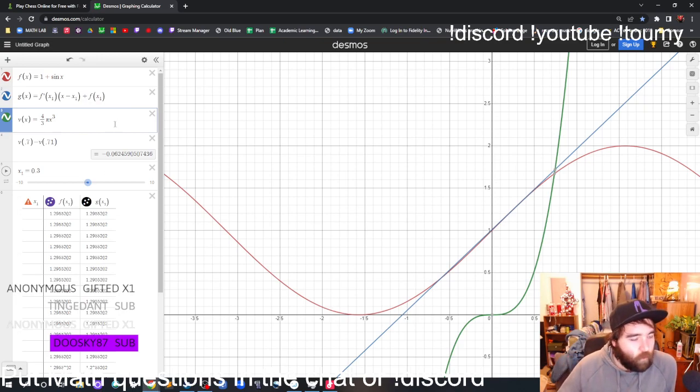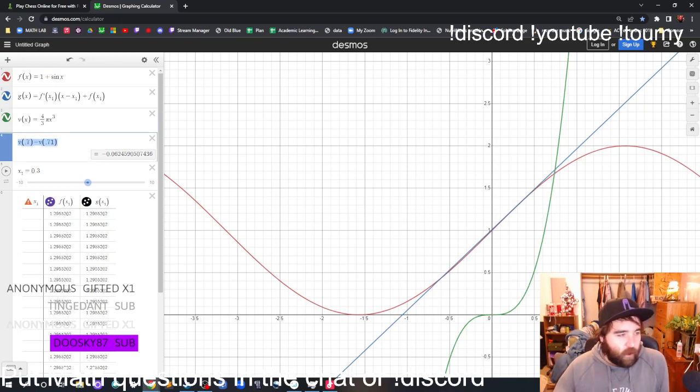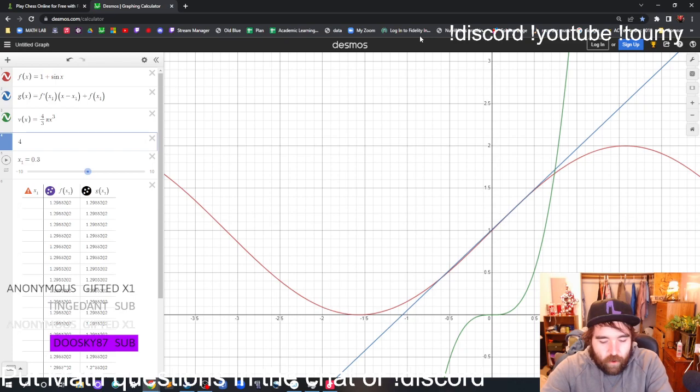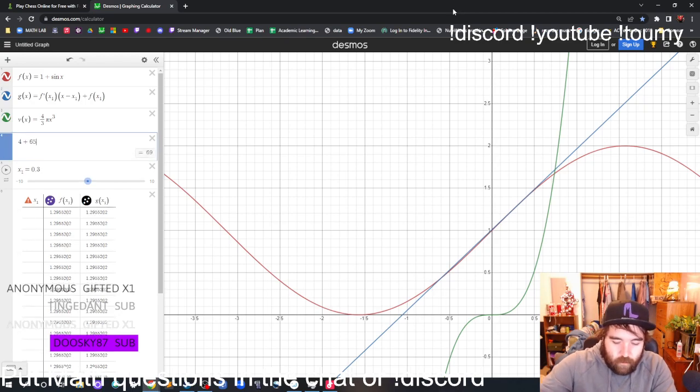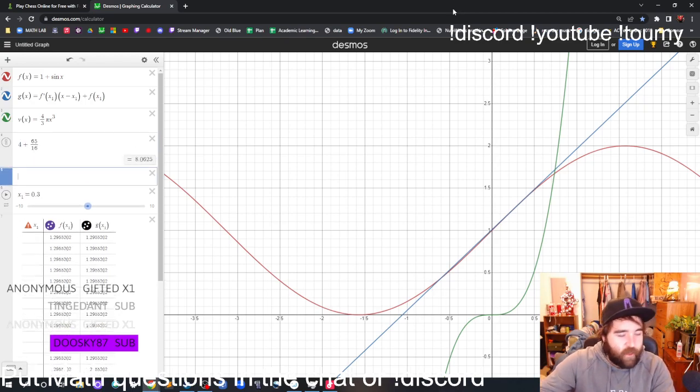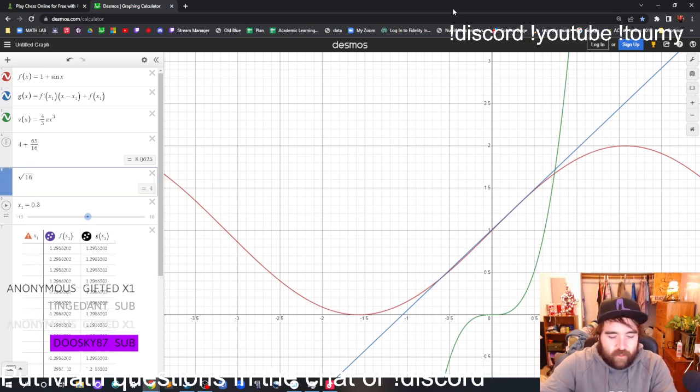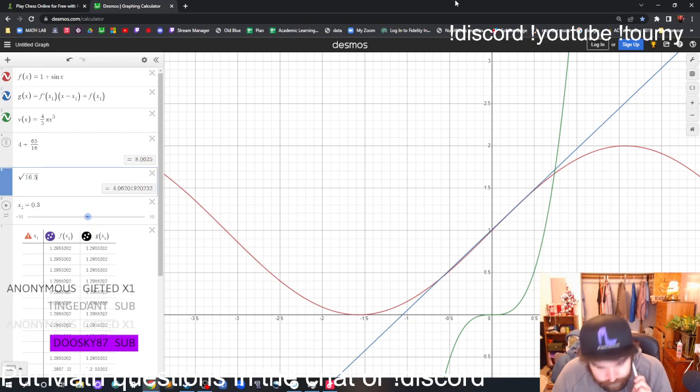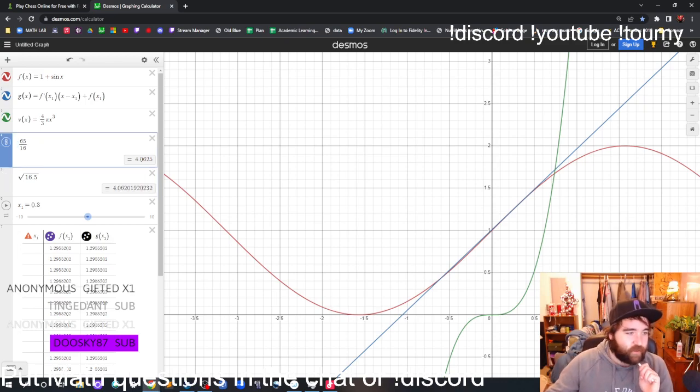So, what were we doing? Oh, right. We were just testing 4 plus 1/16 and comparing that to the square root of 16.5. Wow, that's wrong, because it wasn't 4 plus 65 over 16. It was 65 over 16. Okay, there we go. Yeah, that's super close. That's super good.